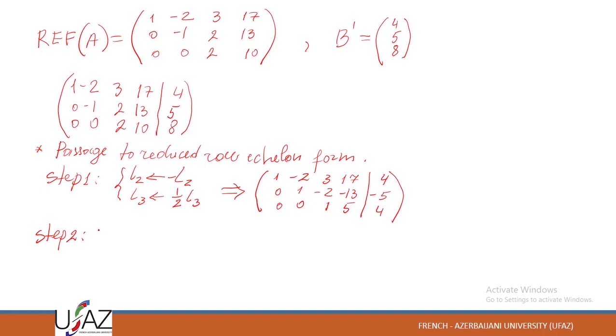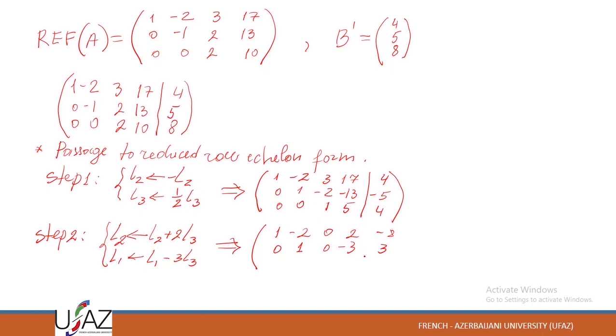In step 2, we must cancel the elements of the columns containing leading ones. These elements, -2, 3, -2. We start from the last column. First we cancel -2, then 3, and then -2. Okay, we use these elementary operations. Instead of L2, we write L2 plus 2L3. Instead of L1, we write L1 minus 3L3. From here, our new matrix will be this. 1, -2, 0, 2, -8, 0, 1, 0, -3, 3, 0, 0, 1, 5, 4.